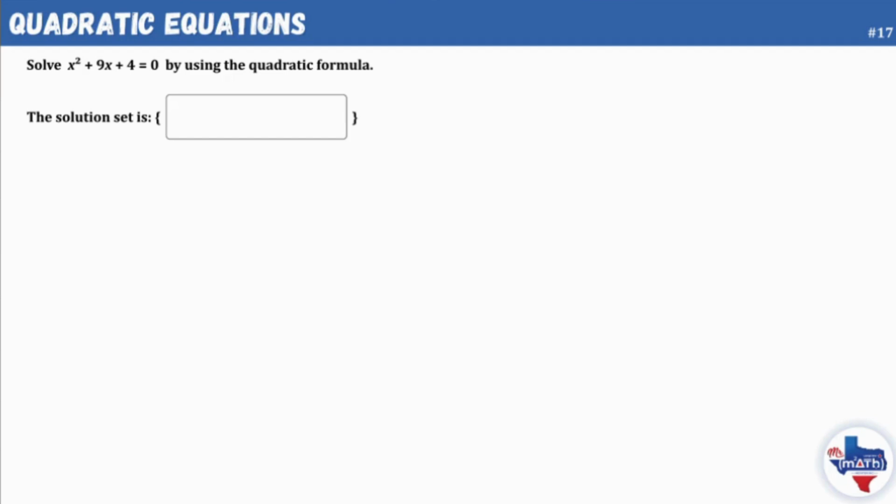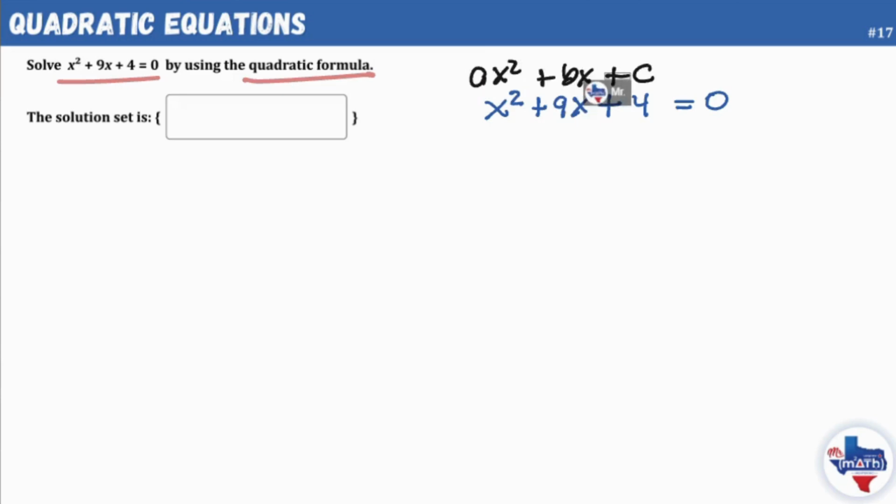Today we're talking about quadratic equations and we have this problem that says solve x² plus 9x plus 4 equals 0, but we're asked to solve by the quadratic formula. So a good strategy here is to rewrite the equation x² plus 9x plus 4 equals 0, and we want to write the standard form of the quadratic equation maybe on top. That will be ax² plus bx plus c equals 0.